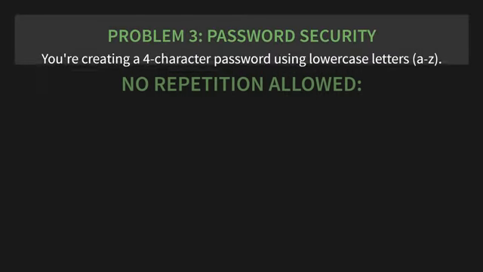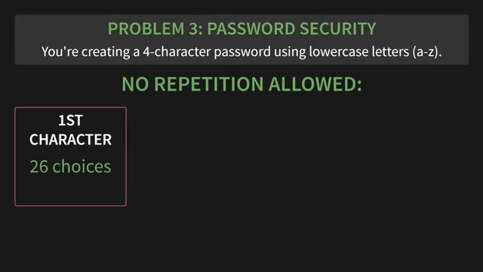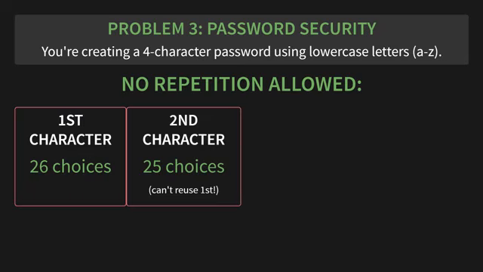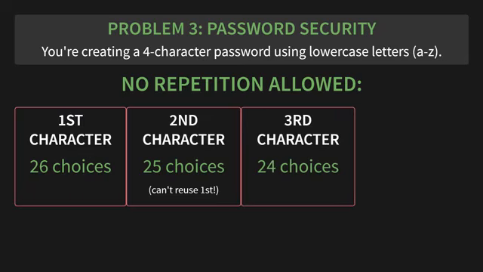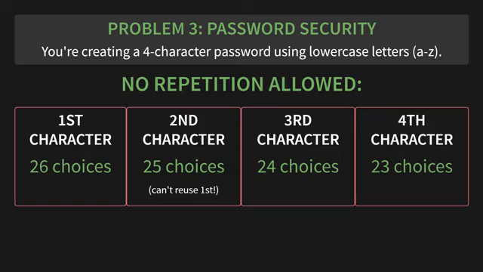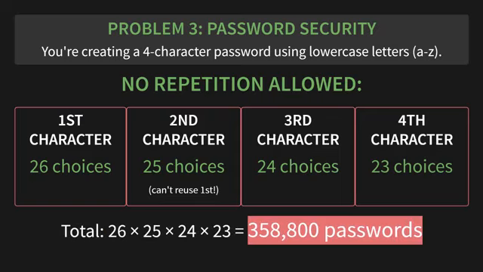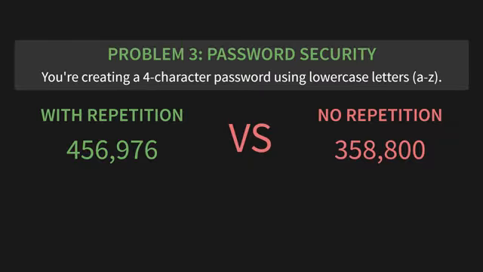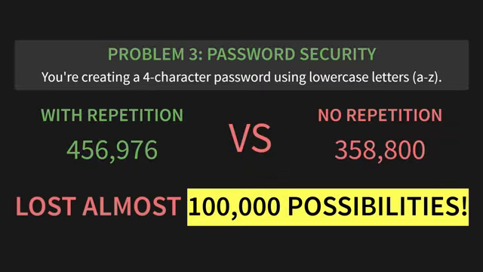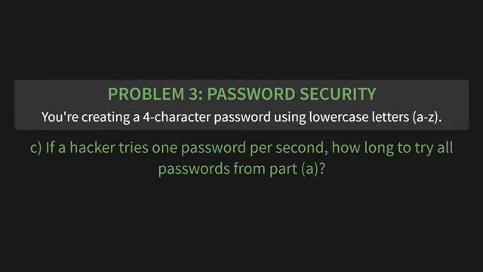Think about it step by step. First character, 26 choices. Second character, 25 choices. Can't reuse the first. Third character, 24 choices. Fourth character, 23 choices. Crunch those numbers, and you get 358,800 passwords. Wow, we lost almost 100,000 possibilities by not allowing repetition. Now, here's the scary part. If a hacker tries 1 password per second, how long to try all those 456,000 passwords we just calculated?